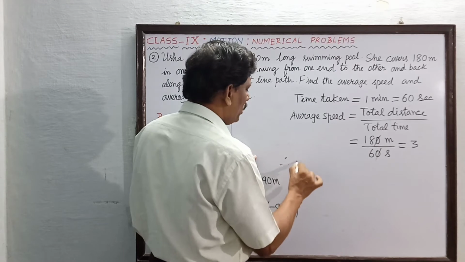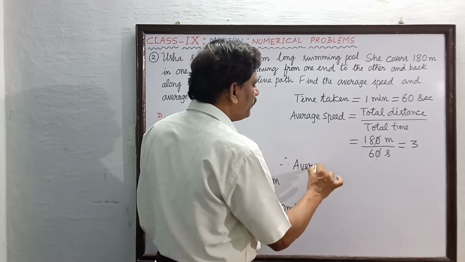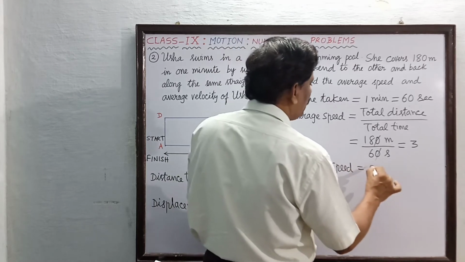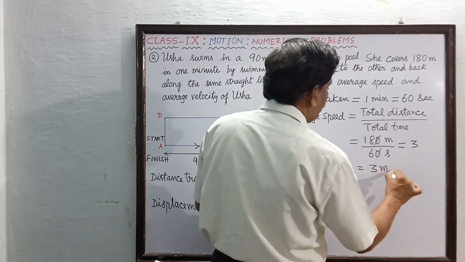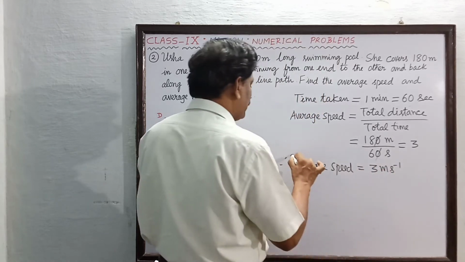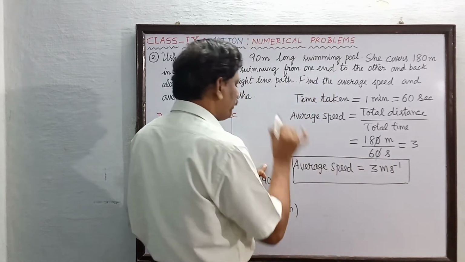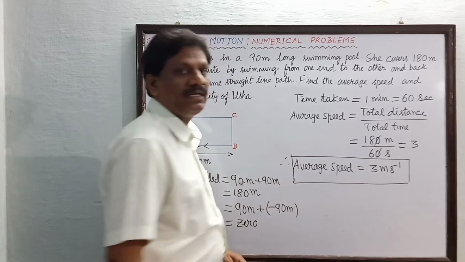Therefore, the average speed of Usha is equal to 3 meters per second. So we have highlighted the answer, 3 meters per second.